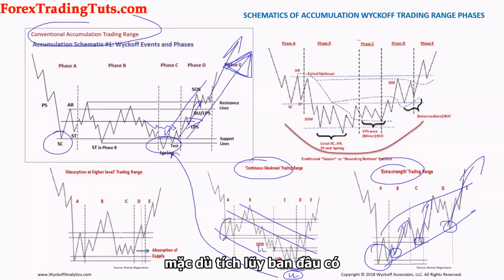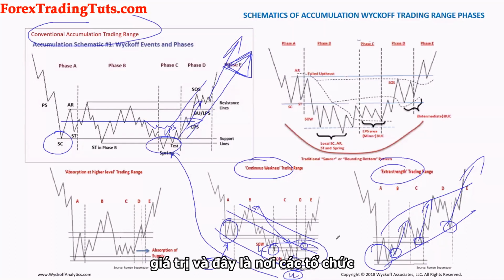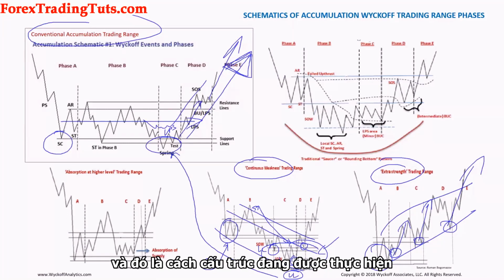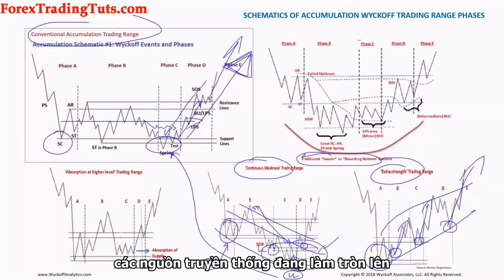That even though initial accumulation has happened here on the selling climax, there is still supply present that pushes the price down. And then at the lower points now we see the value. And this is where institutions are accumulating. And that's how the structure is being created. The traditional sources are rounding up formation.